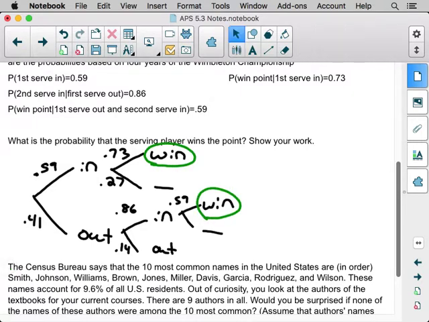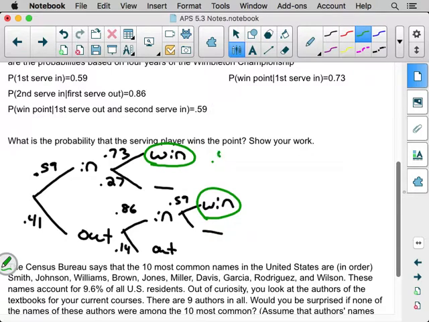All right. To find any outcome in the end, what do we do with our branches? We multiply, all right? So to find this probability of winning, it goes in and they win. Well, I just multiply 0.59 times 0.73. Again, to find out this way of winning, it went out, then in, then they ended up winning. Don't I have to multiply all three of those numbers? 0.41 times 0.86 times 0.59 to get 0.208034.